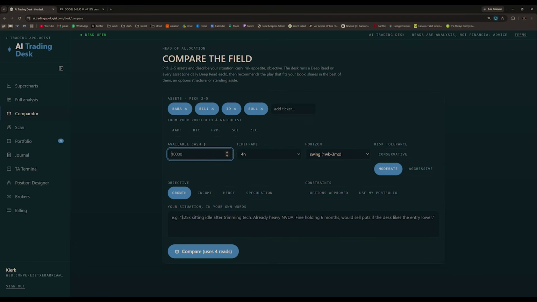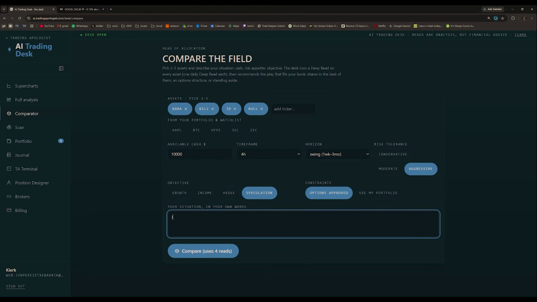Then you can basically say, let's say I want to spend, and this is on you, this will be forgotten after. I'm trying to spend 10K, which is the default, with a 4-hour time frame for a swing trade. I'm quite aggressive in my trades, I'm trying to generate income or just speculate, and I am options approved. Basically, I am trying to get exposure to the Chinese sector, which is any of it.